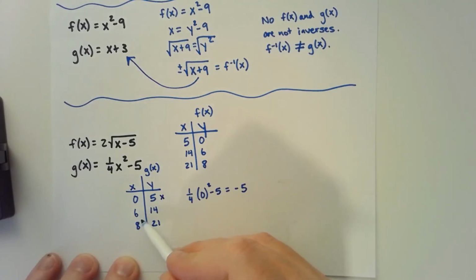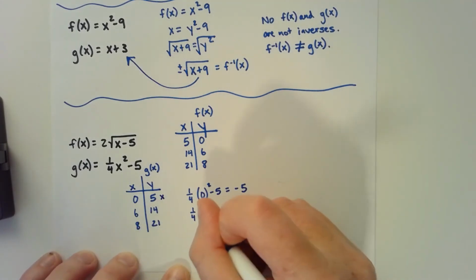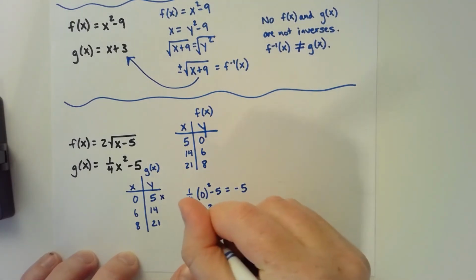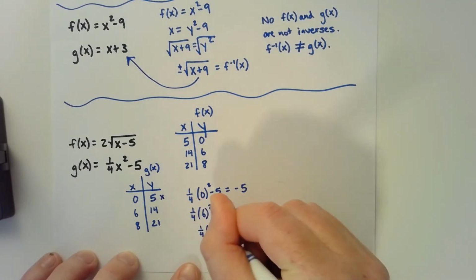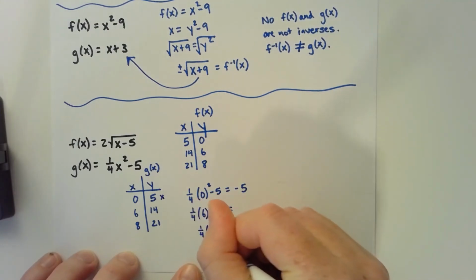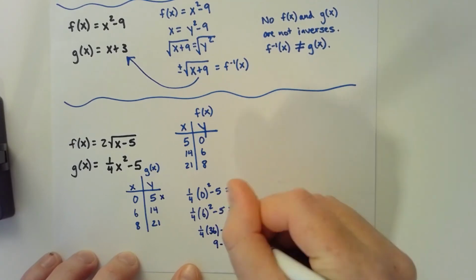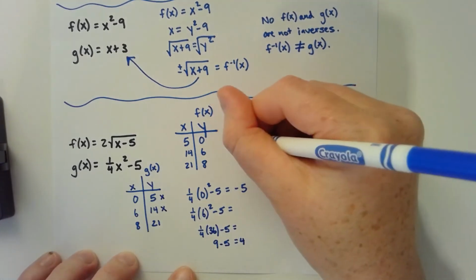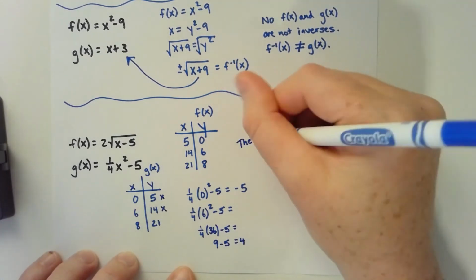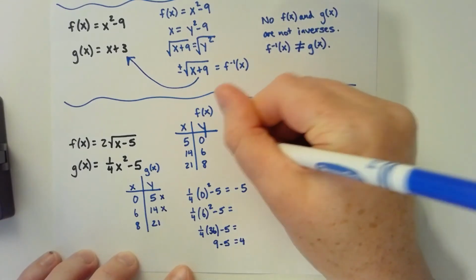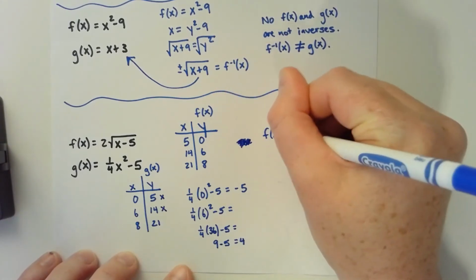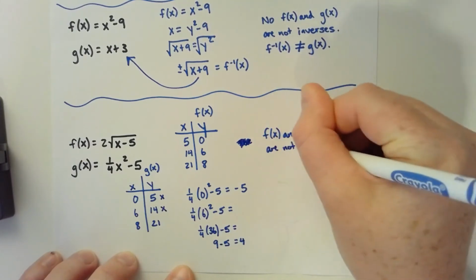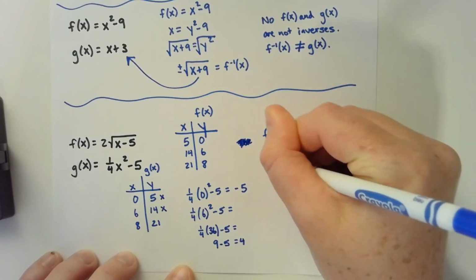Let's check one more and see if that one also doesn't work. So 1/4 times 6 squared minus 5. So 6 squared would be 36. So then 1/4 of 36 is 9, and 9 minus 5 would give us 4. So then that's not equal to 14. So these are not function inverses. Sorry, they are not inverse functions. So we could say, let's just put f of x and g of x are not inverse functions.